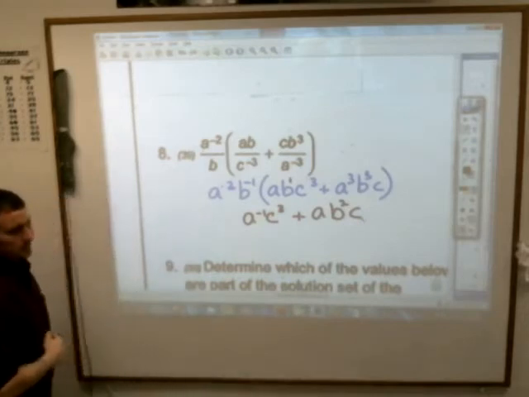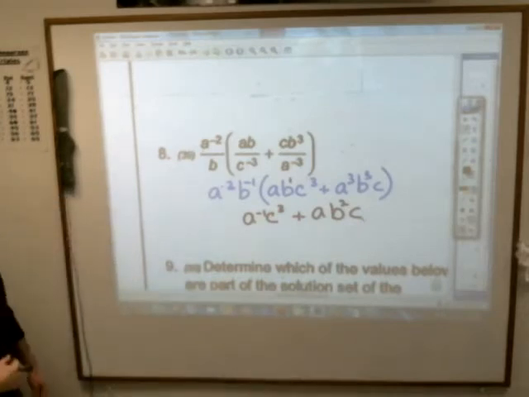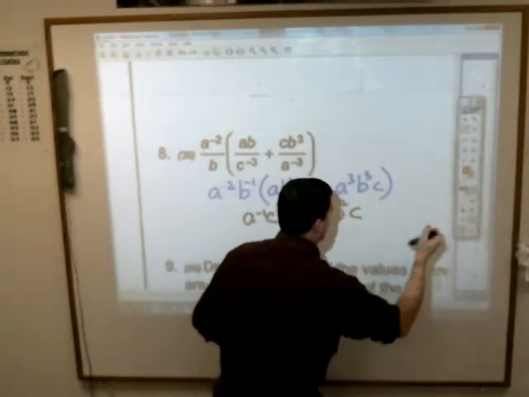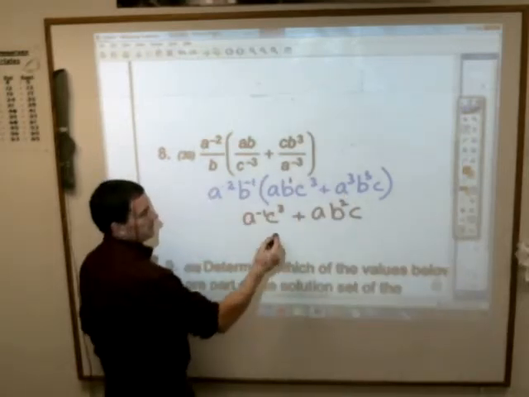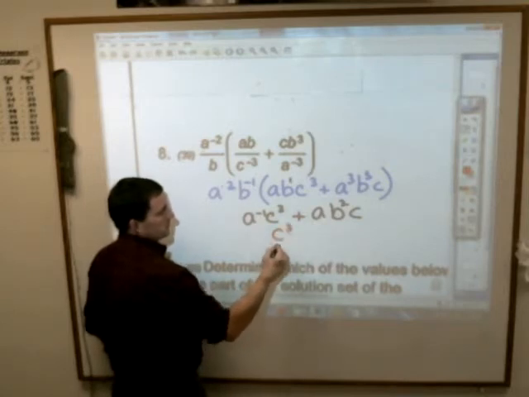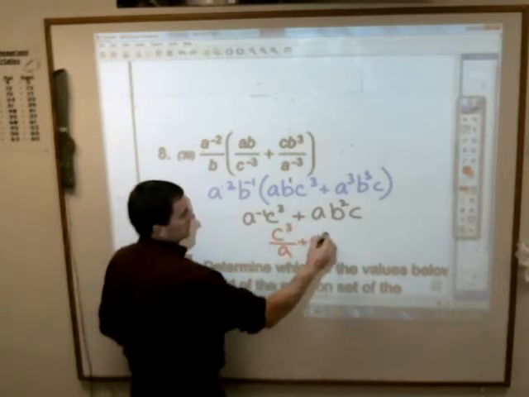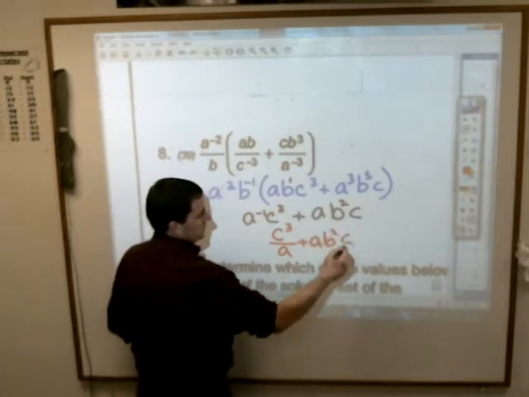That is my answer, except you're not allowed to keep negative exponents in your answer, so you just need to adjust that by moving this a to the bottom. So you end up with c cubed over a plus a b squared c.